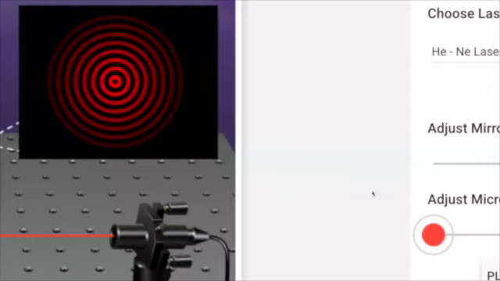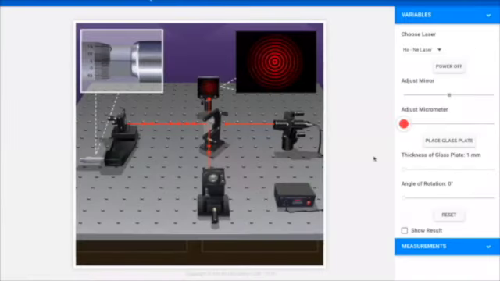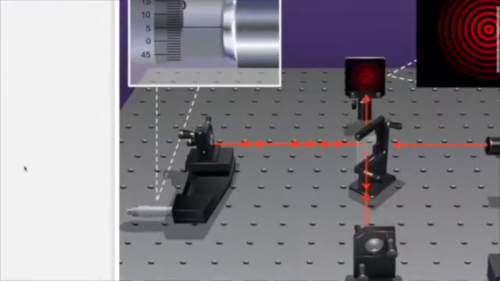What happened? Wait a minute. I'm not able to zoom out now. Okay. So now we have moved, and now let us read this scale.